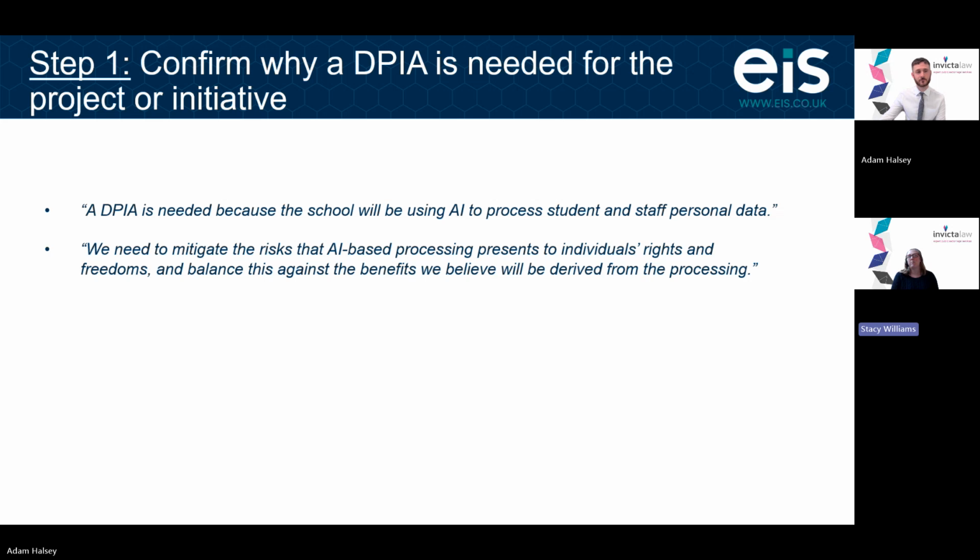So looking at step 1, confirm why a DPIA is needed for the project or initiative. In this example, we would be saying a DPIA is needed because the school will be using AI to process student and staff personal data. And then we would also confirm that we need to mitigate the risks that AI-based processing presents to individuals' rights and freedoms. And then we need to balance that against the benefits we believe will be derived from the processing.